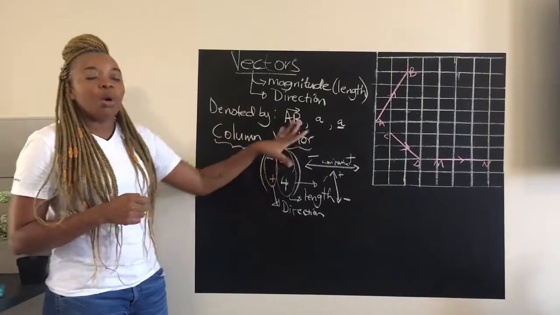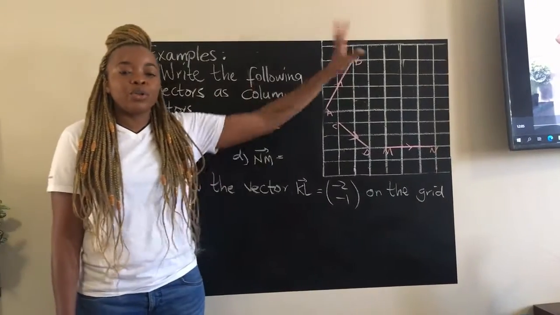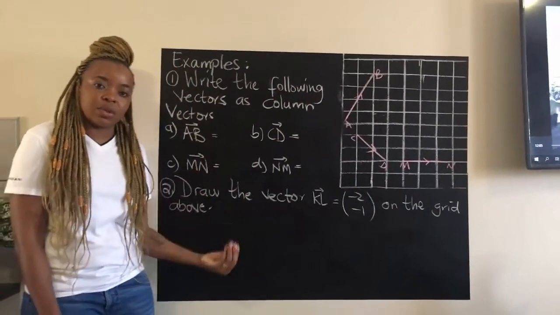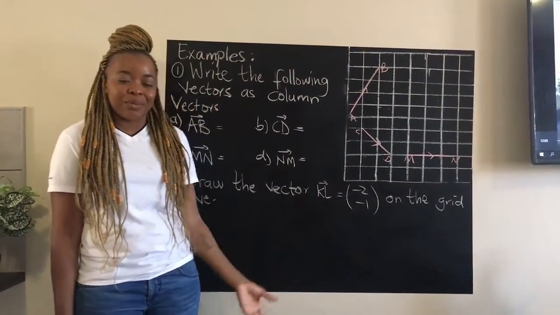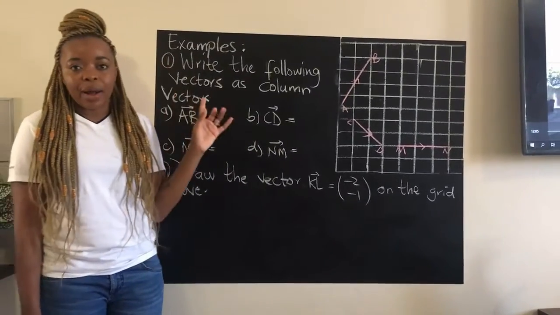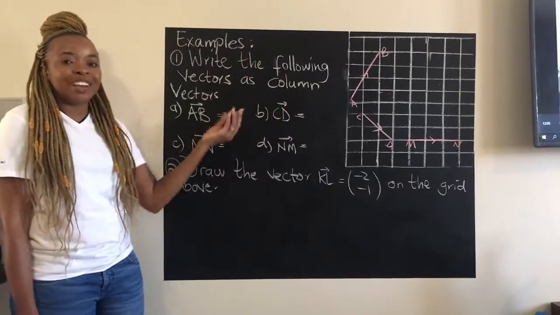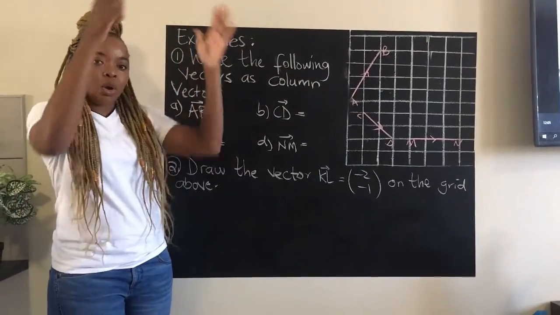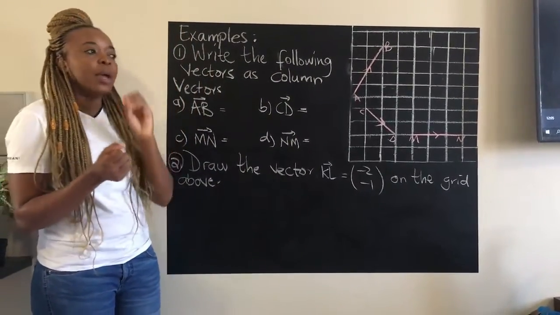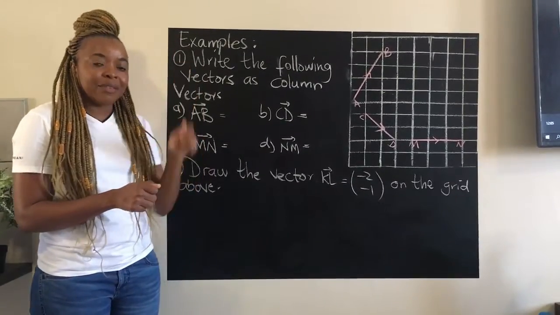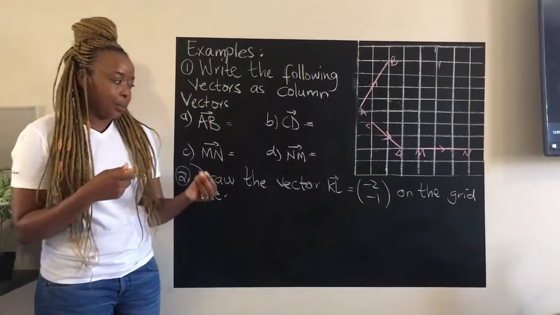Now, this is what we call our column vector. We're going to use this grid to answer these questions, just to look at a few examples. In number 1, they're saying, write down the following vectors as column vectors. So we want to write as a column vector where we have a number on top, a number at the bottom, and we must have our sign to represent our direction.